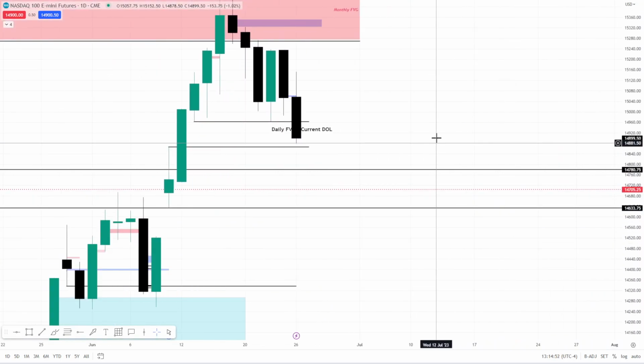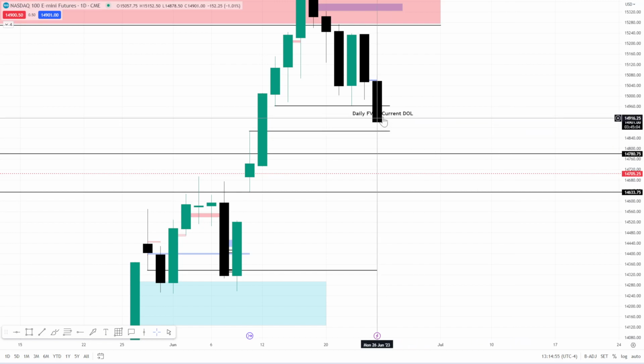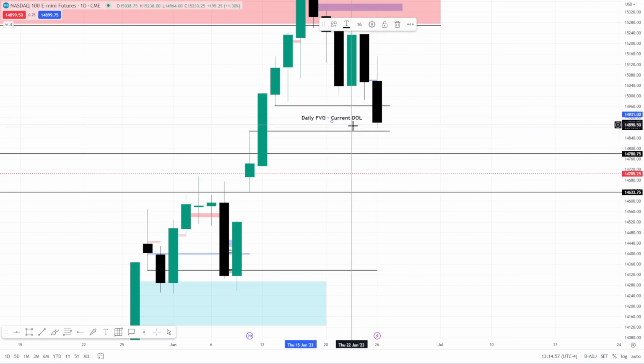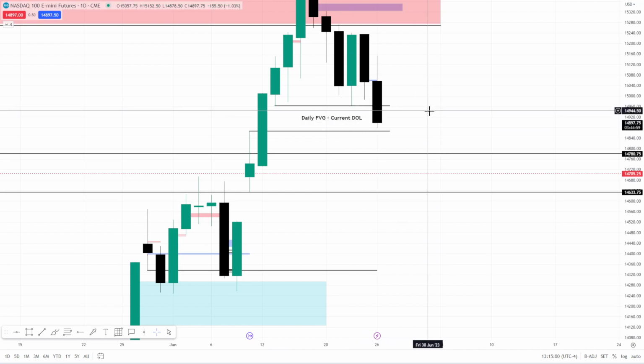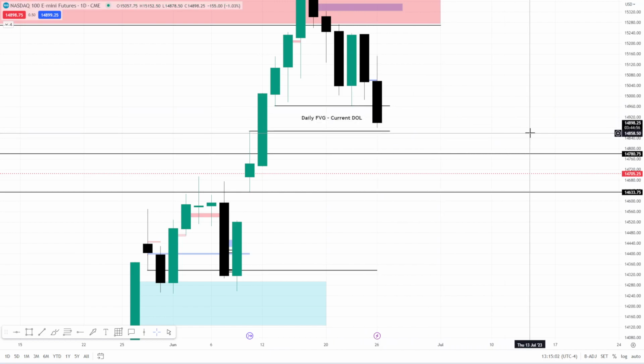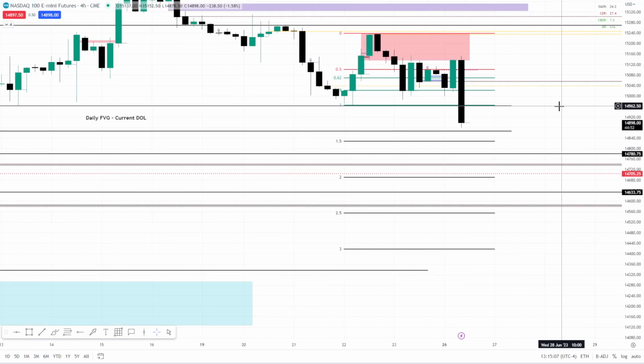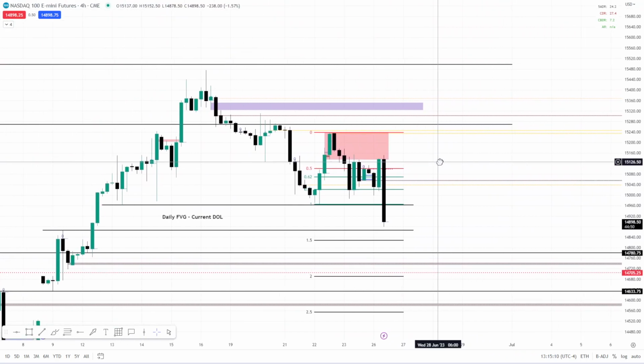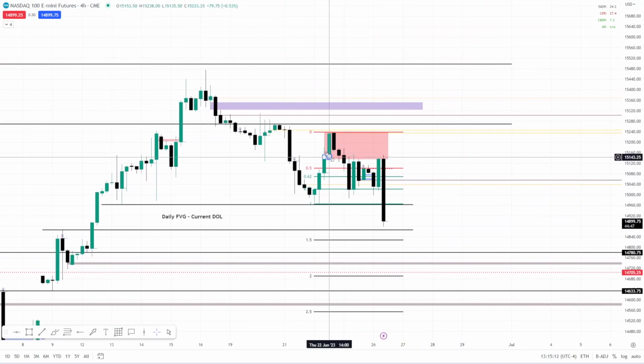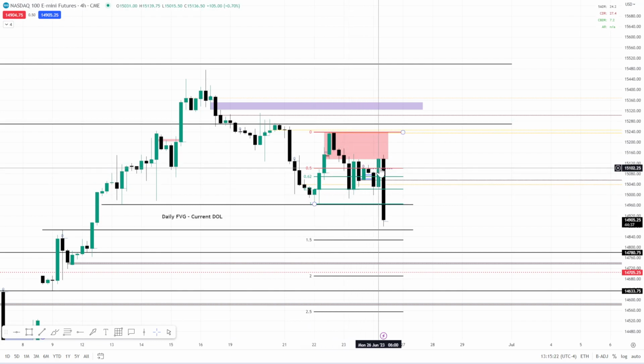So back to the daily. That was our current draw on liquidity. We got there. Everything's looking good. 4 hour. So your 4 hour chart, order block, last up close candle, and then price comes down, doesn't break this swing leg, and then it just consolidates in here. And then what do we get this morning? The manipulation right back into that order block.